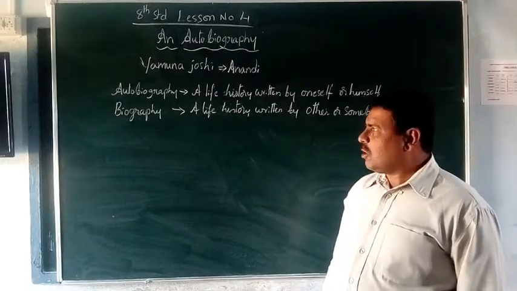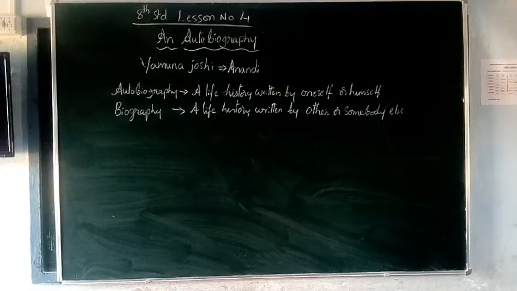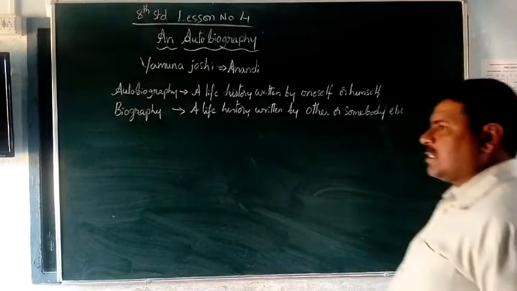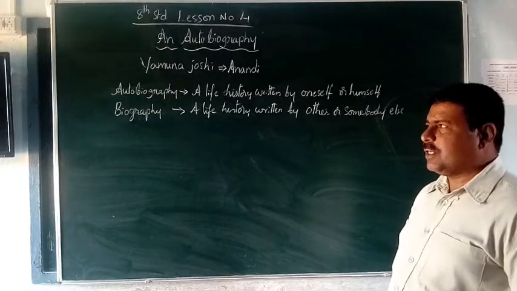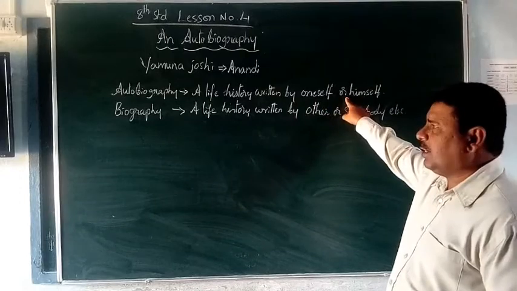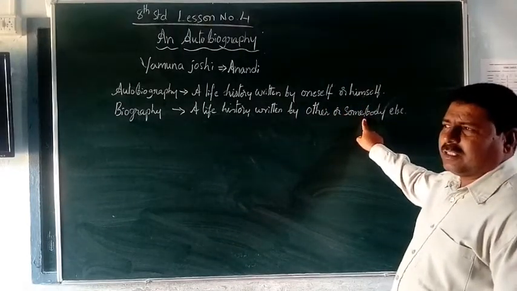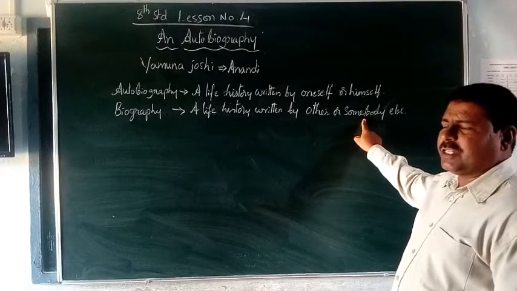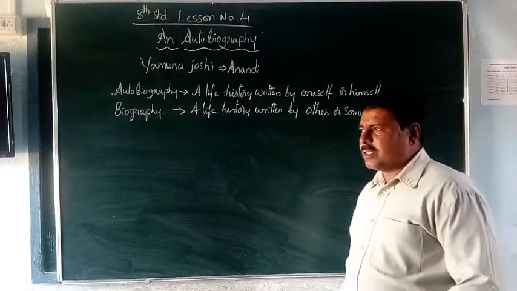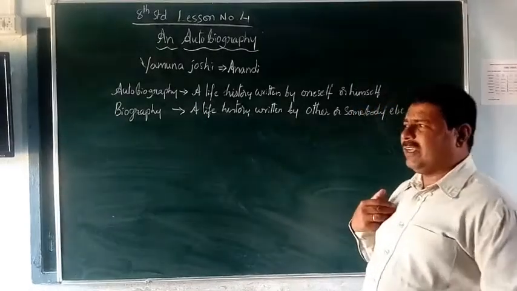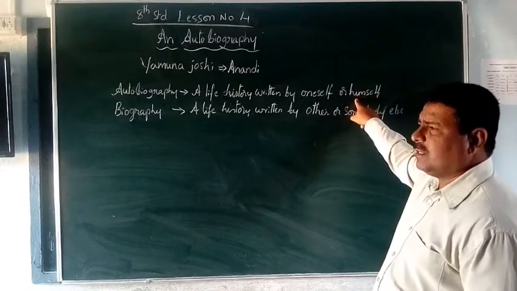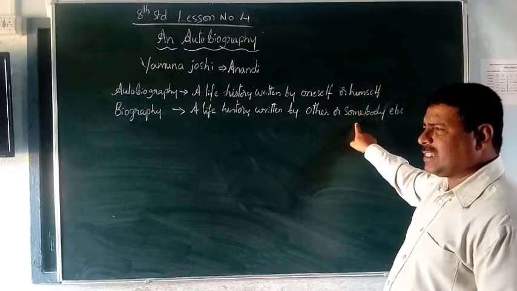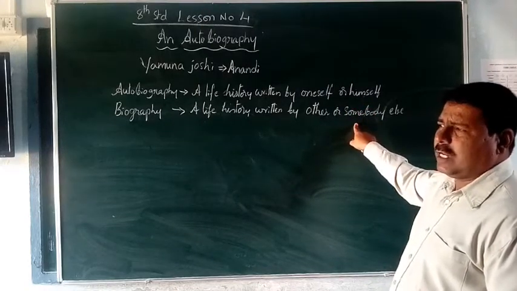But a biography is when somebody writes about my history. That is called biography. Understood? Autobiography is writing by himself. The biography is somebody writing one's life story. There is a difference between autobiography and biography. If you understand these two words, it is very important. Writing the history by himself is autobiography. Writing the history by somebody or someone else is called a biography.